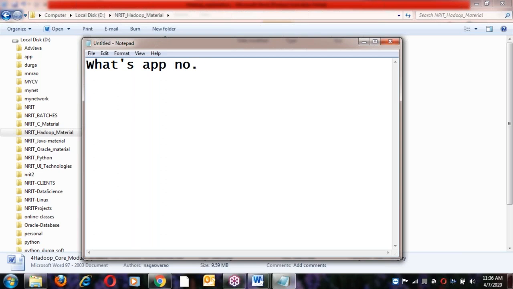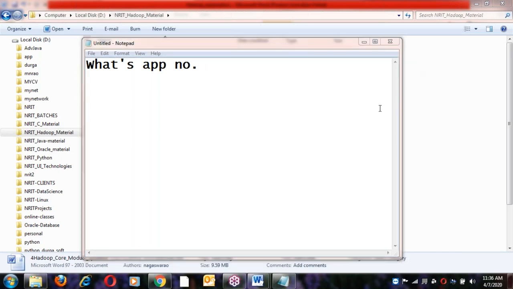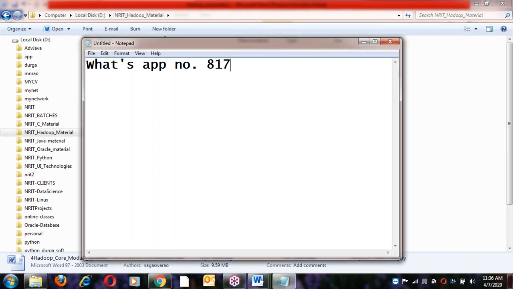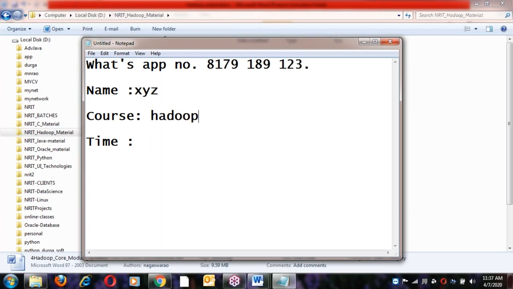Just try to create a group. Already the group is created. Some more numbers have to be added. Prashant and Ravi, you should give your numbers. 8179-189-123, this is my WhatsApp number. Any doubt, just ping me on WhatsApp. Give me these details: your name, and the course you're taking here, Hadoop. Please ping these details to my WhatsApp number.